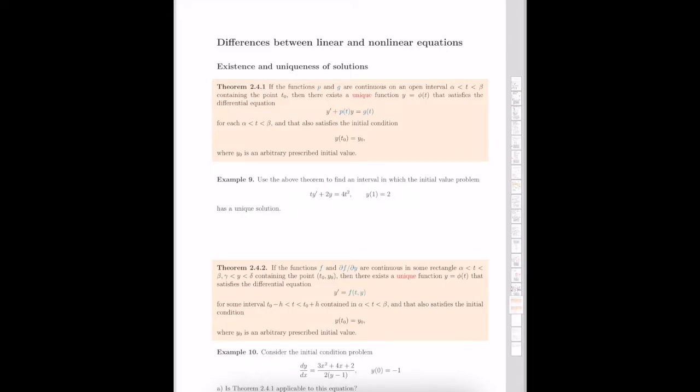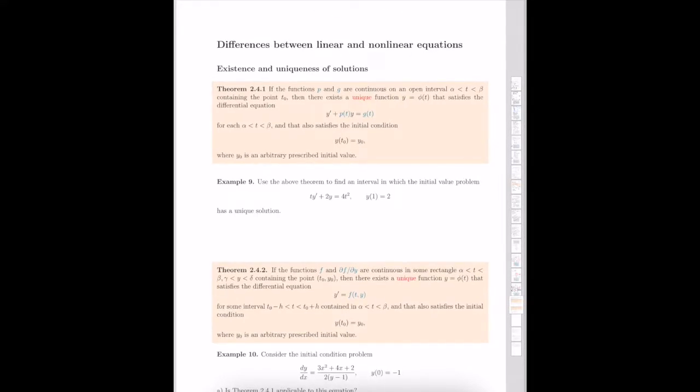Hello and welcome to the fifth lecture on ordinary differential equations. In this lecture, I'm going to briefly discuss the differences between linear and nonlinear equations. Perhaps one of the important ones is the existence and uniqueness of solutions.